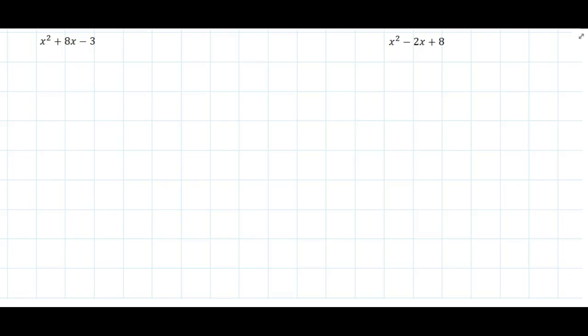Okay, the second half of the completing the square video. Now that you know how to complete a square, we're going to look at how to factorize quadratics using the completing the square method along with the difference of perfect squares method.